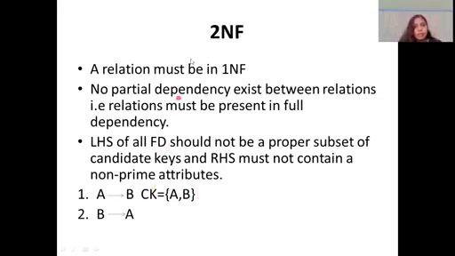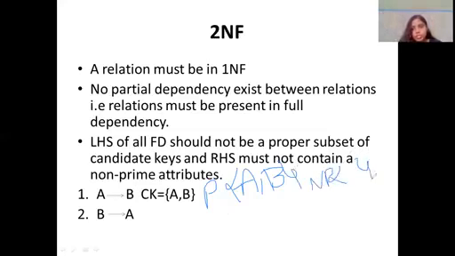So here, the attributes that are helping to form the candidate key are A and B. So my prime attribute list will be A, B. We don't have any other attributes other than A and B in my FDs. So my non-prime attributes will be null.